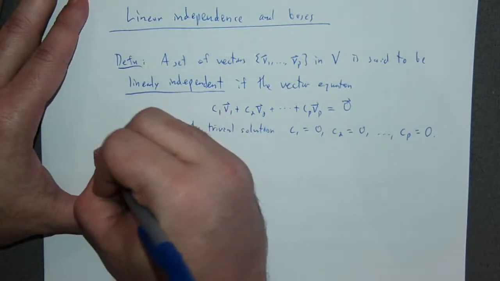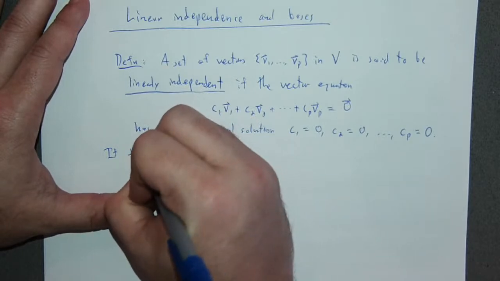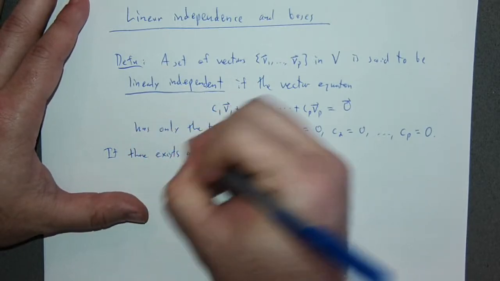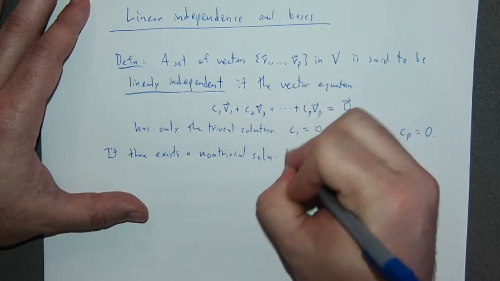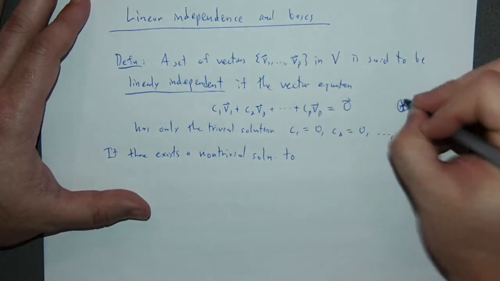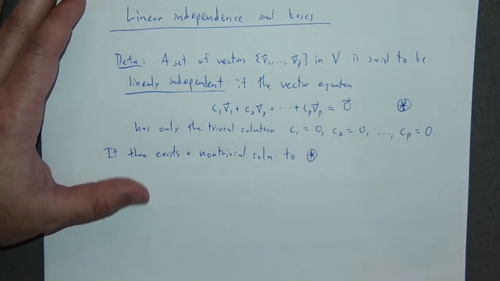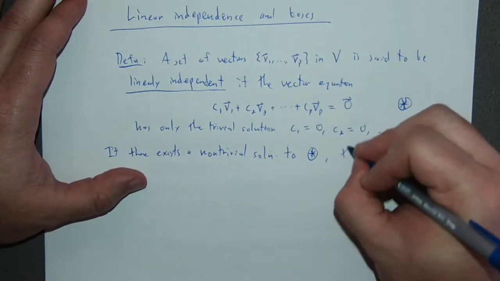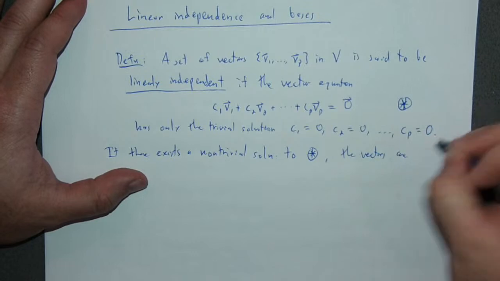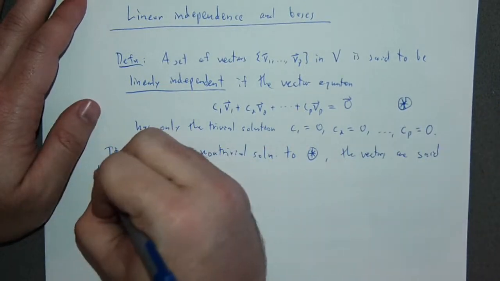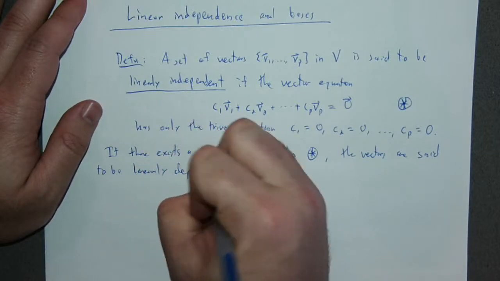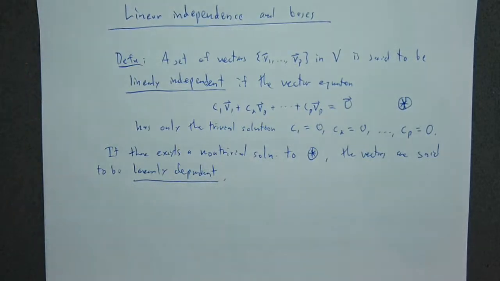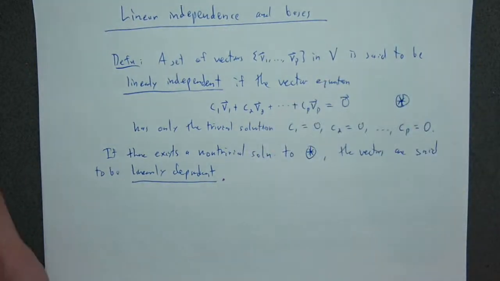All right, if there exists a non-trivial solution, at least one is all it takes, to, we'll call this equation star. So if there exists a non-trivial solution to star, the vectors are said to be linearly dependent. And that solution is the linear dependence relation. I'm not going to write that, but that is the same as before.